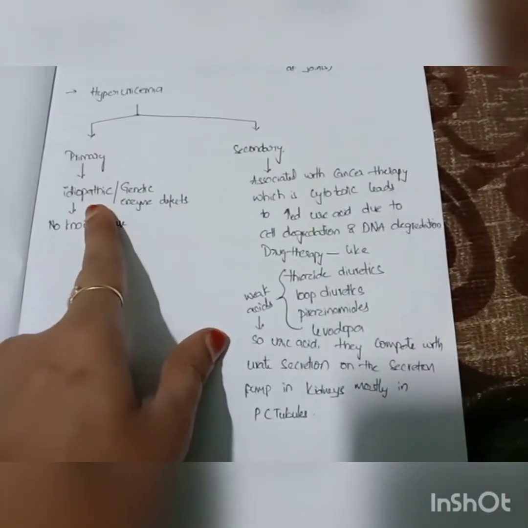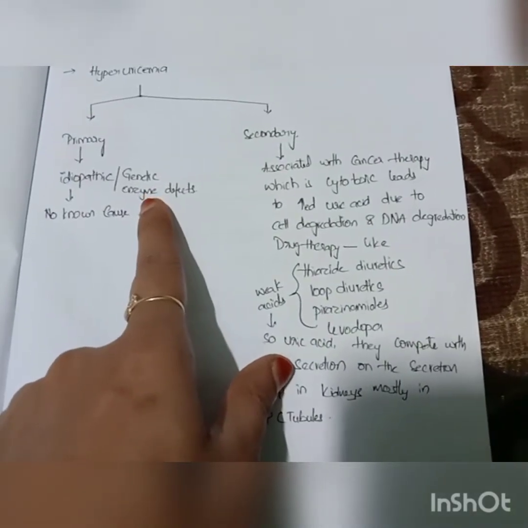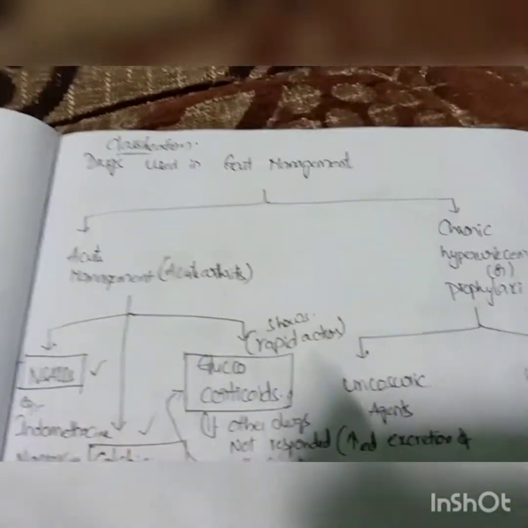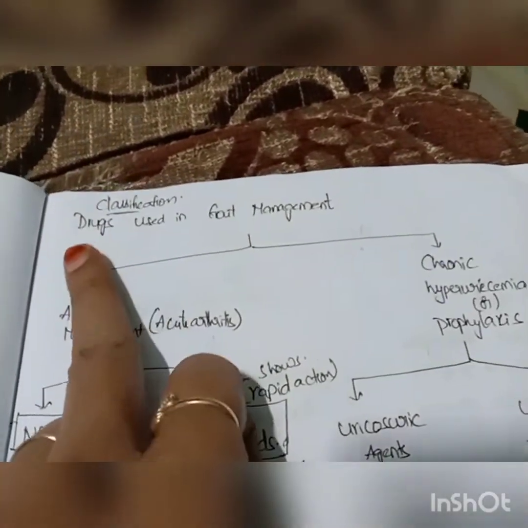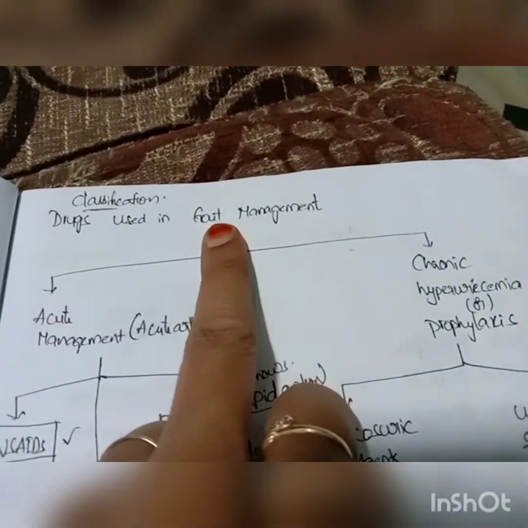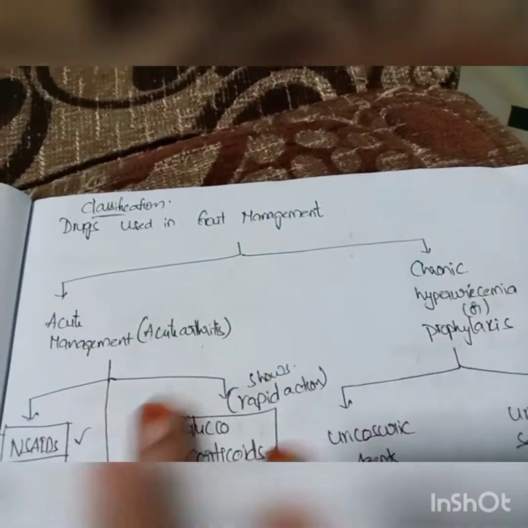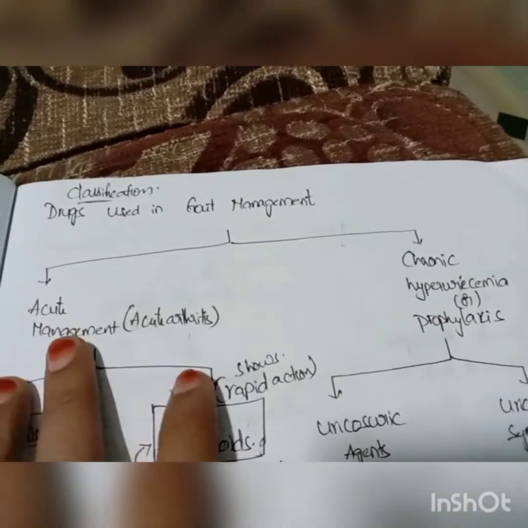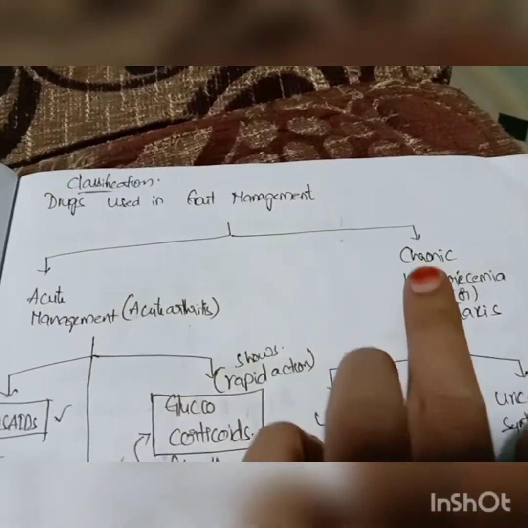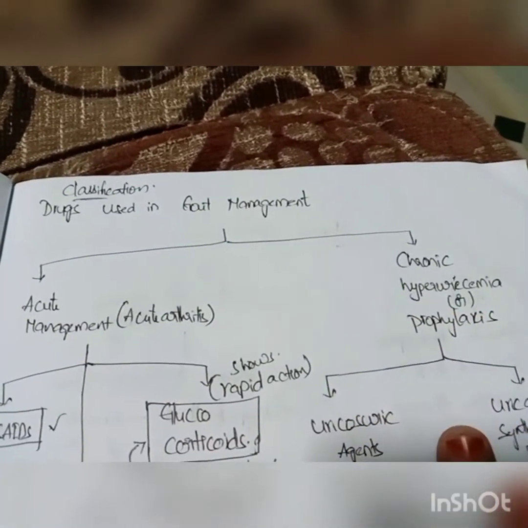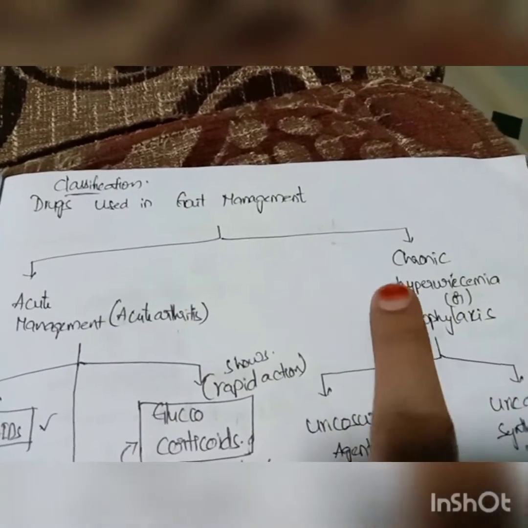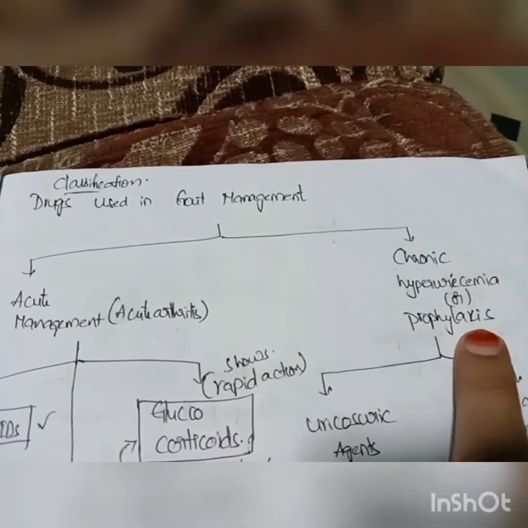Primary is idiopathic. It may be due to genetic enzyme defects. Now see the classification of drugs used in gout management. There are two types, one is acute and one is chronic. Acute management uses different drugs and chronic hyperuricemia uses different drugs. Acute is also called acute arthritis. Chronic hyperuricemia is also called prophylaxis.